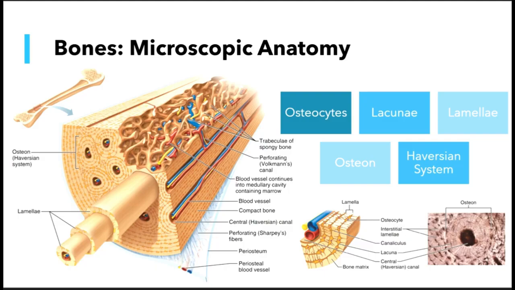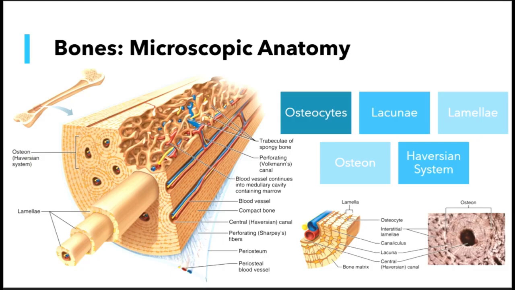So here is the microscopic anatomy of your bones. On the left hand are the parts of the bones, and we have these terminologies. First, the osteocytes are known as the mature bone cells. They are found within the bone matrix in tiny cavities. Next is your lacunae. These are arranged in concentric circles known as your lamellae.